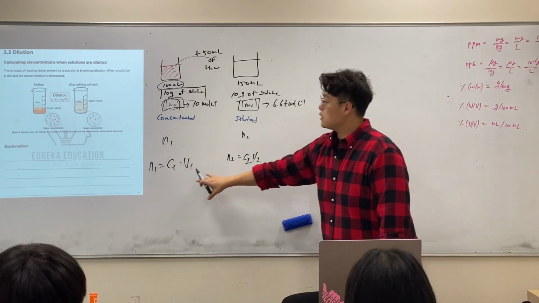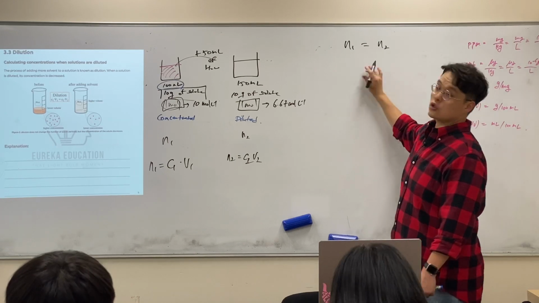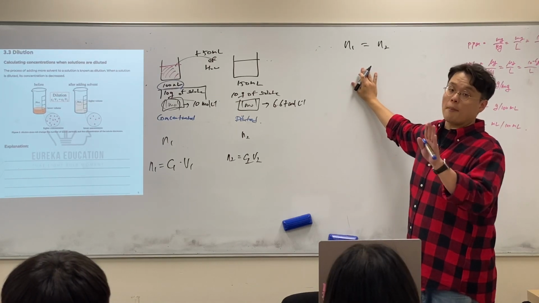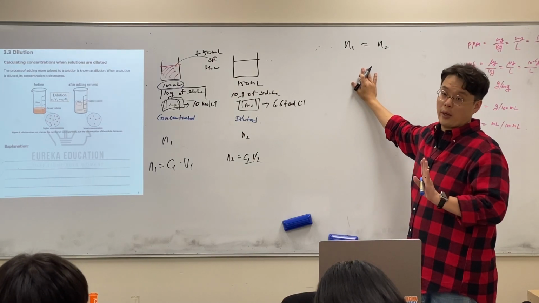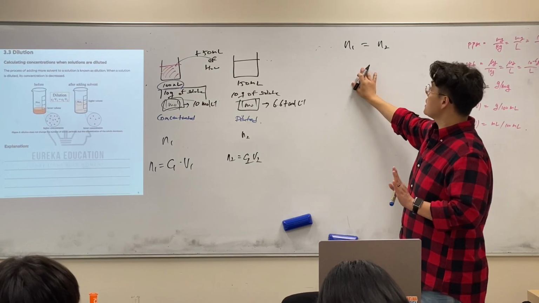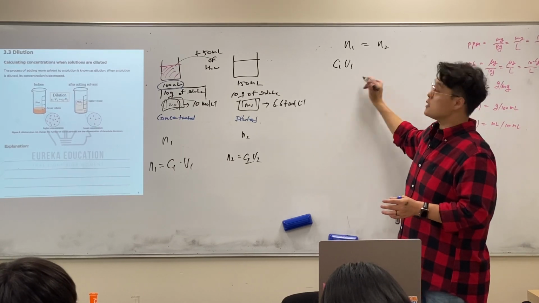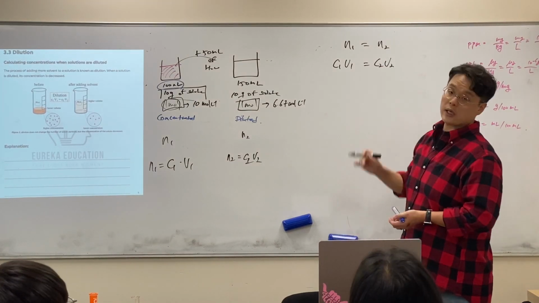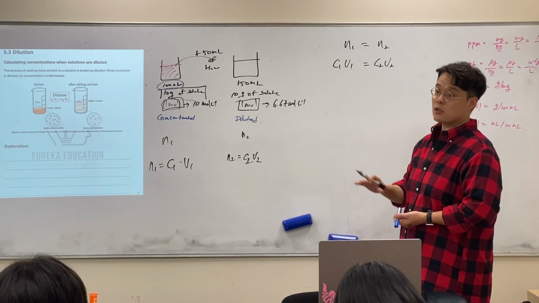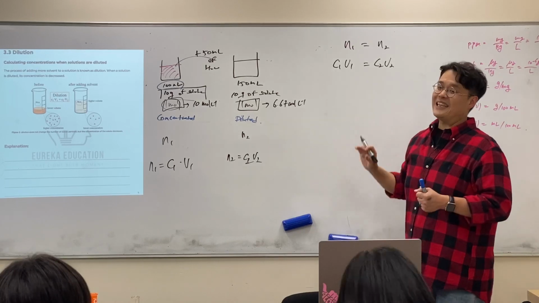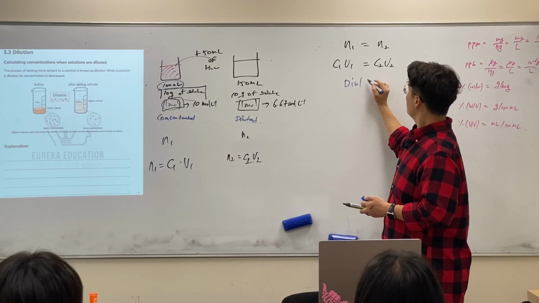So combining these two, can I say n1 is actually equal to n2, because we did not change the amount of mole dissolved? We just added some extra water. Then can I say n1, which is found by C1V1, is equal to C2V2 like here too? Does it make sense too? Okay, that's the new formula that you can use only for dilution. Dilution.